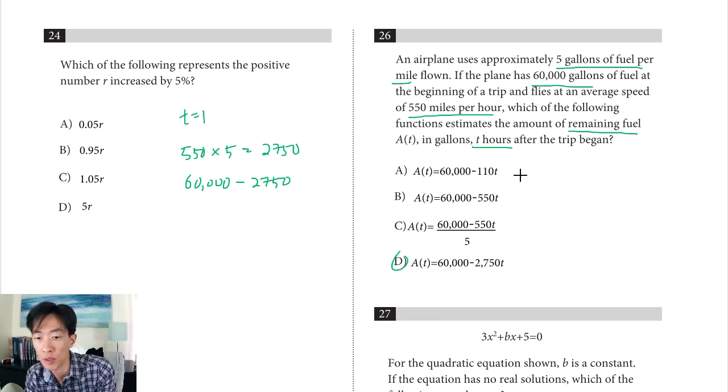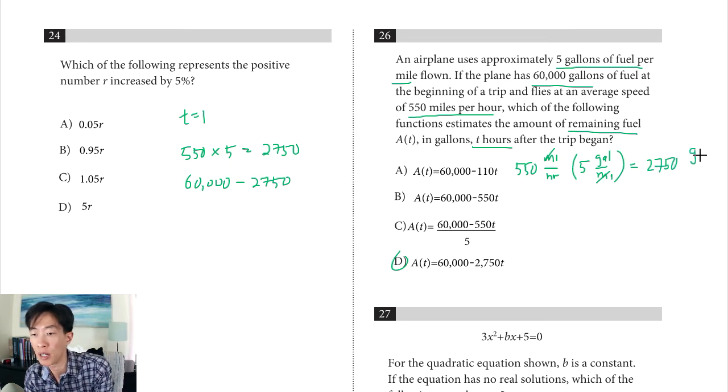So what do we have so far? We know this plane flies 550 miles per hour, and we also know that we have 5 gallons of fuel per mile, so 5 gallons per mile. If I multiply these two numbers together, notice my miles units are going to cancel. That's going to give me 2750 gallons per hour. So this number is actually meaningful because it tells us how many gallons of fuel we're burning per hour.